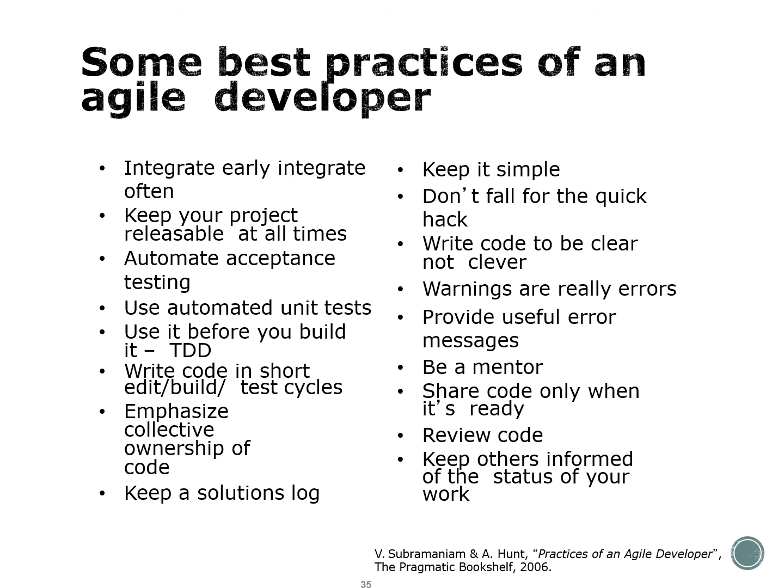This is also something about the testing work, or quality assurance, or what you should be doing when you are doing development work, whether it's for the first launch or for the software maintenance cycle. So keep your project releasable. Okay, we already talked about that. Automate acceptance testing, use automated unit tests, provide useful error messages, write code to be clear, not clever. This is actually something fairly important.